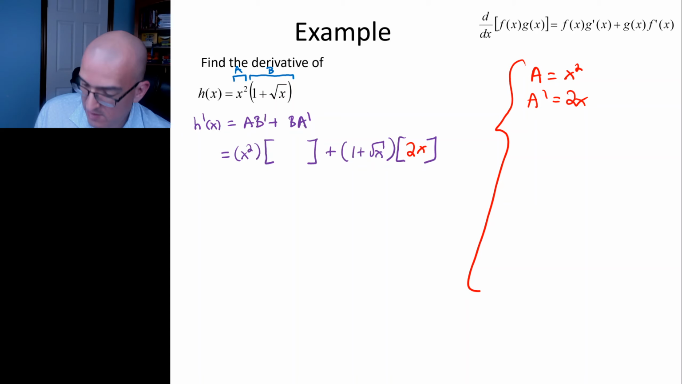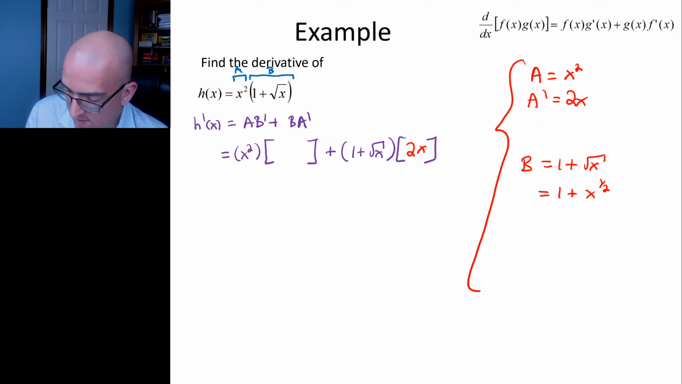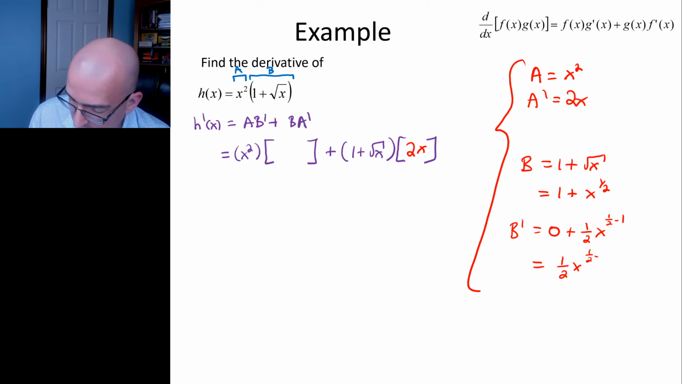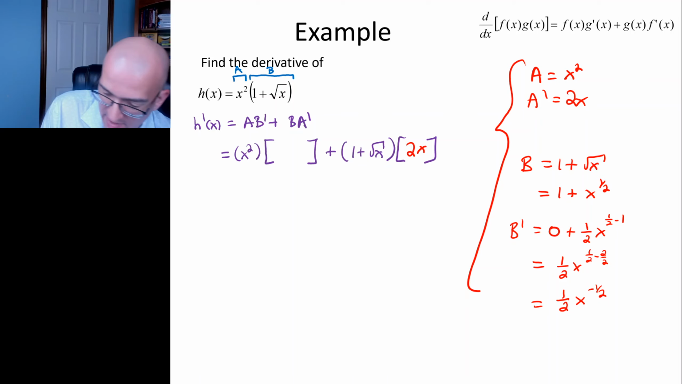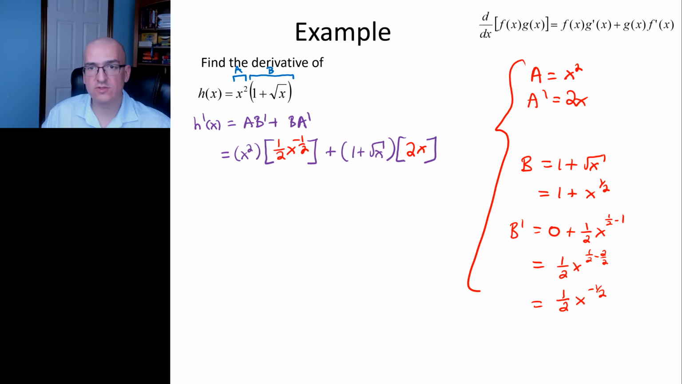B is equal to 1 plus the root of x, which is 1 plus x to the power of 1/2. We have to do that in order to use our derivative law. Now we take the derivative. B prime is equal to 0, since 1 is a constant, its derivative is 0, plus 1/2 times x to the power of 1/2 minus 1. So 1/2 x to the power of 1 over 2 minus 2 over 2, which is 1/2 x to the power of negative 1/2. So that can go here, 1/2 x to the power of negative 1/2. Okay, and that's a good answer.